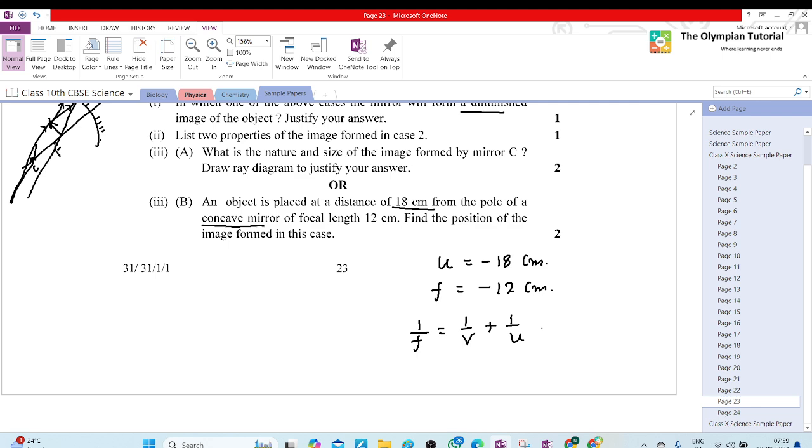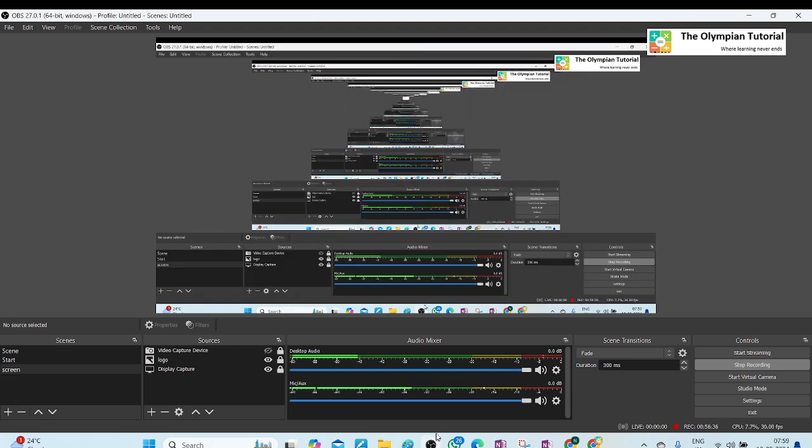Ma'am, V is minus 36. Very good. So the image is in front of the mirror at a distance of 36 centimeter from the pole of the mirror. Yes, ma'am. Okay? So that's all for today's class.